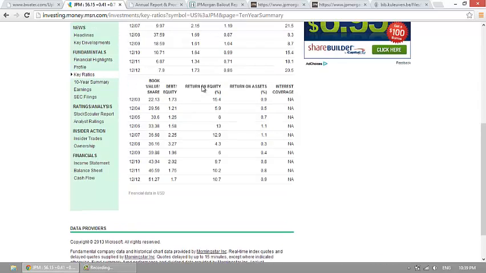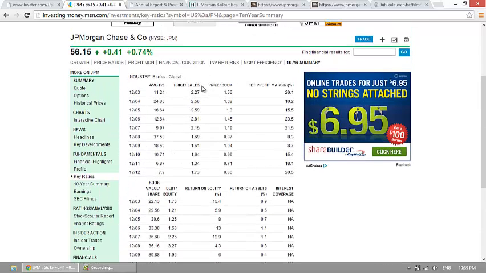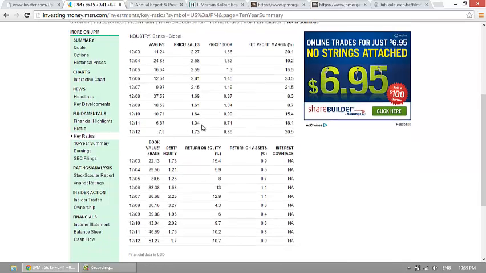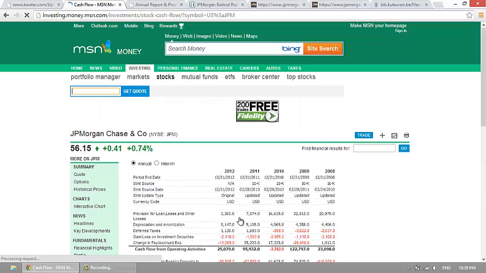All right, and if you look at their other ratios here, you'll see their price to book. Meh, it's not doing that good. Debt to equity, they're a financial company, so this is different to analyze. Book value per share, you can see it rises steadily over time, which is always a good sign. So let's look at their cash flow statement really quickly.